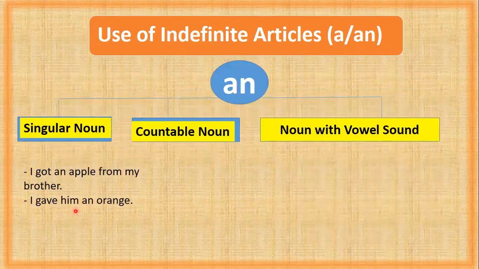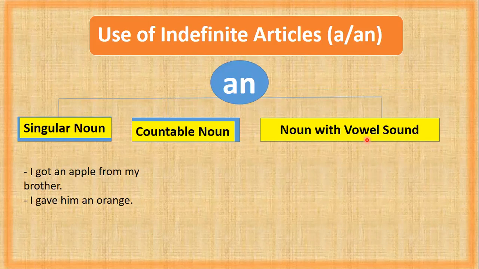Now, moving forward, where is the indefinite article an used? Like earlier, we had seen in the case of a, an also demands three conditions to be used. They are: it is used before a singular noun, before a countable noun, and before a noun with a vowel sound. These three conditions are a must to use an before a noun.